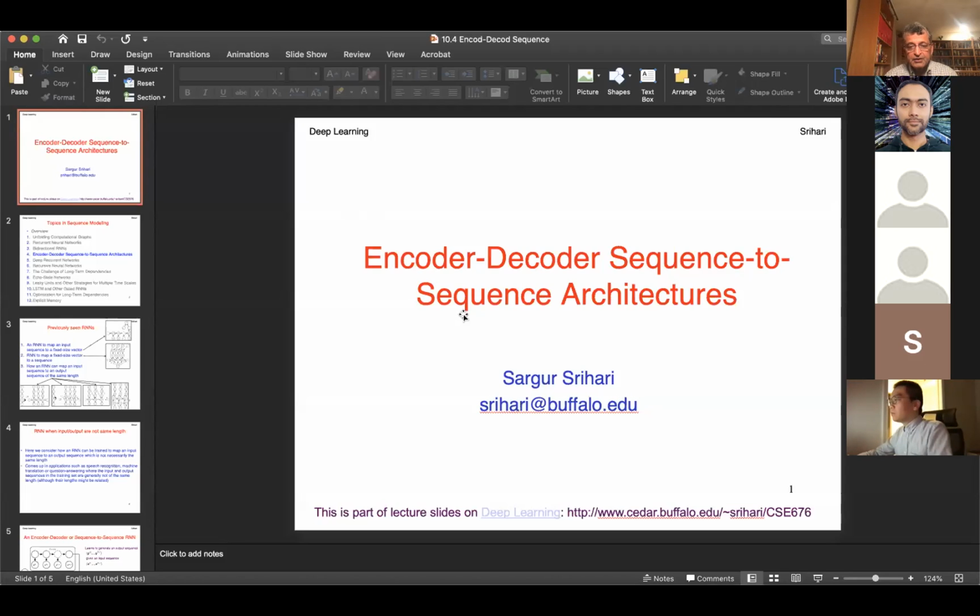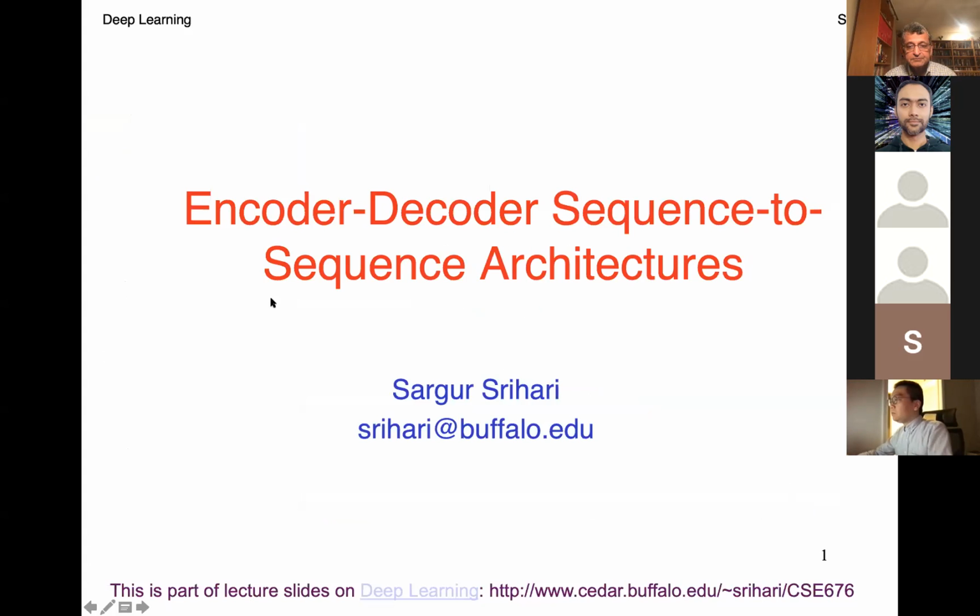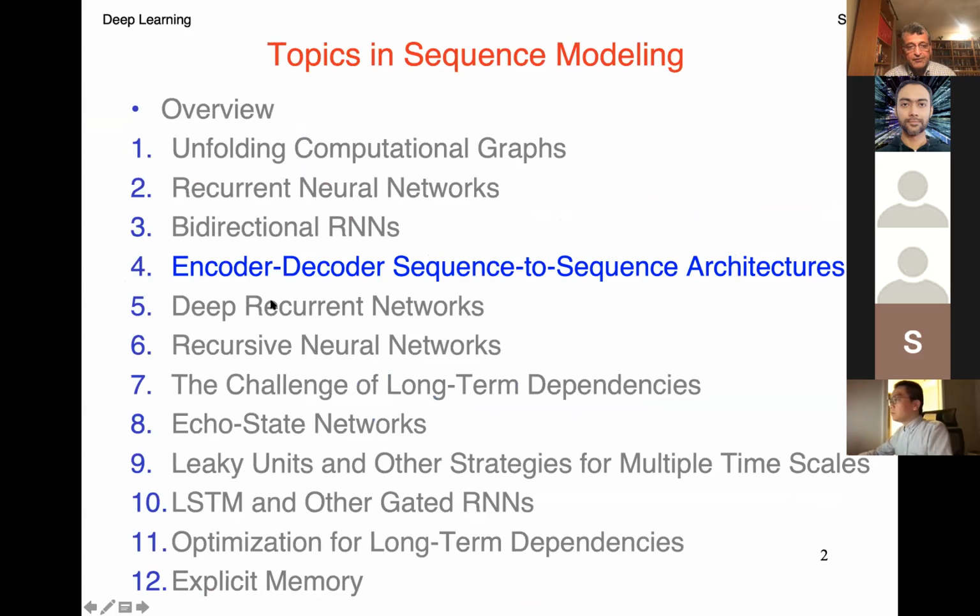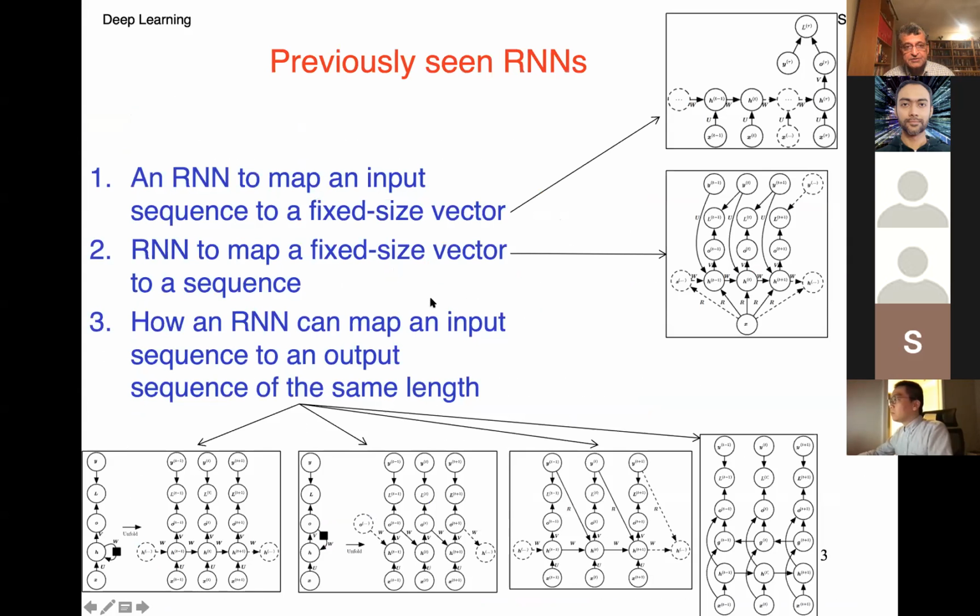That was very quick. Maybe I'll look at one more. 10.4. Encoder-decoder sequence-to-sequence architectures. Okay, we have gotten out of recurrent neural networks. That had like four parts there. Bidirectional RNN we looked at, and then encoder-decoder sequence-to-sequence architectures.